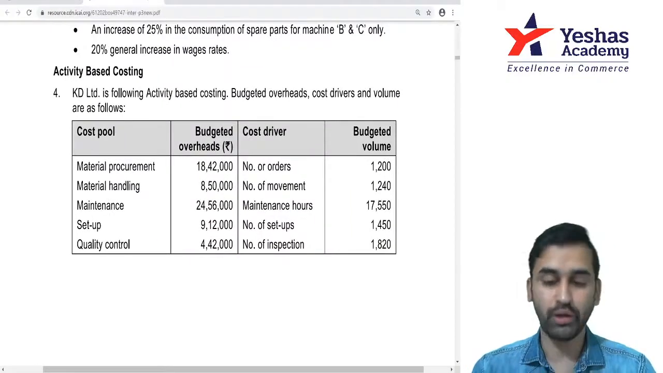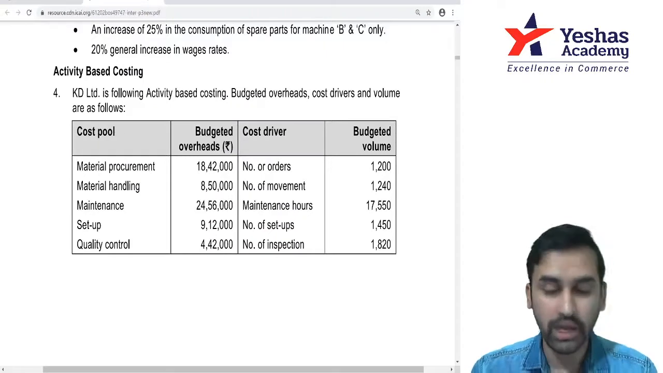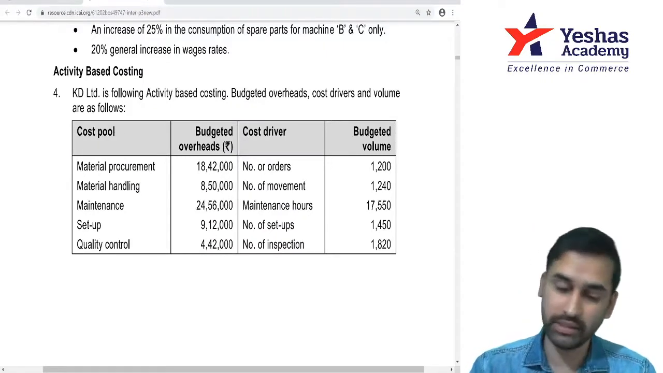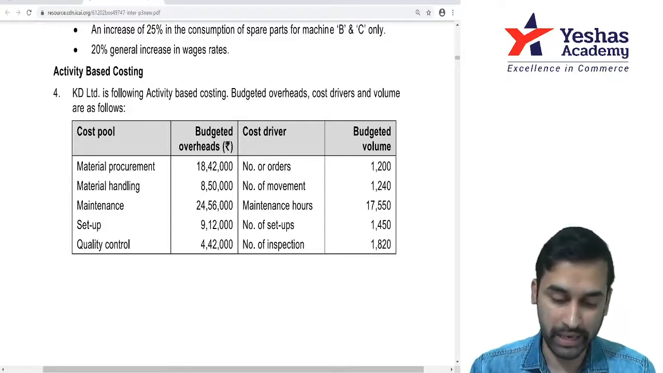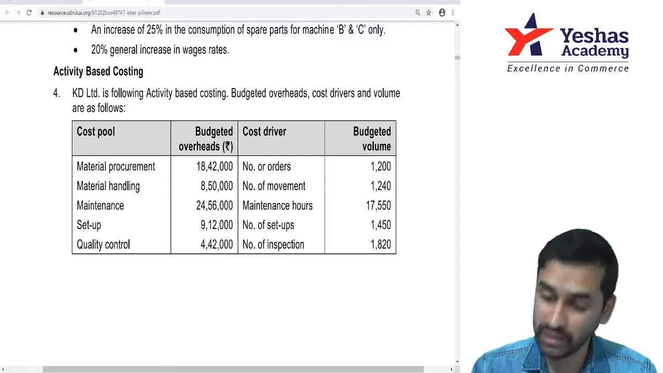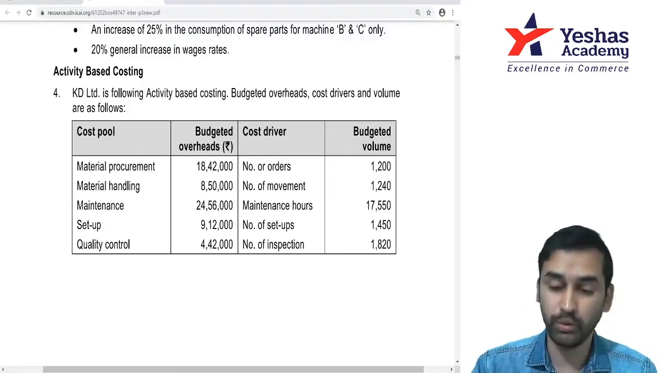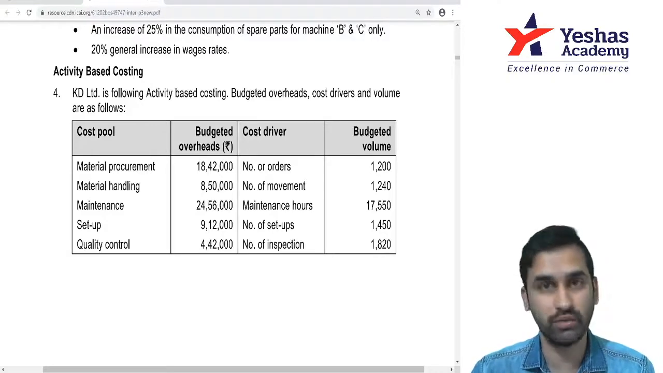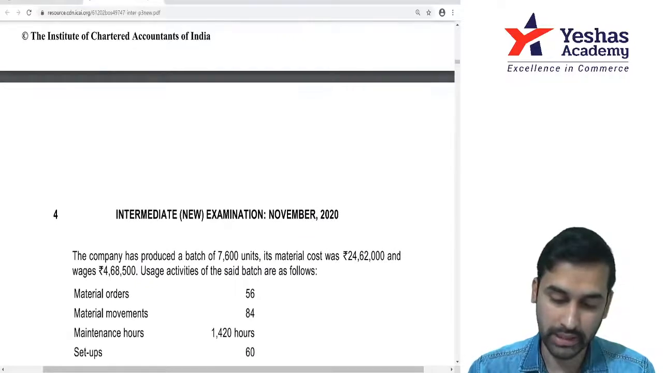KD Limited is following activity based costing. Budgeted overhead, cost drivers and volumes, everything is given in a single table. 5 cost pools: material procurement, handling, maintenance, setup and quality control. All amounts are given, cost drivers also given, budgeted volume also given. That means for the working note, numerator is available, denominator is also available. Good. Next, what else are they saying?